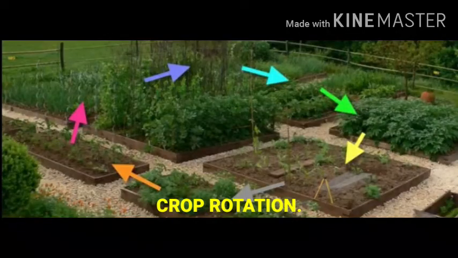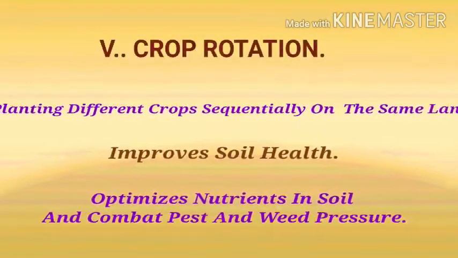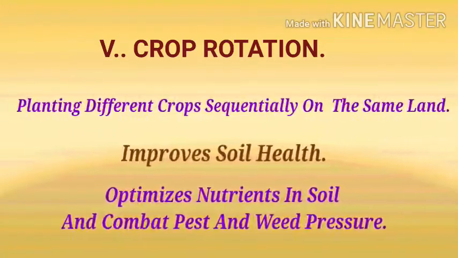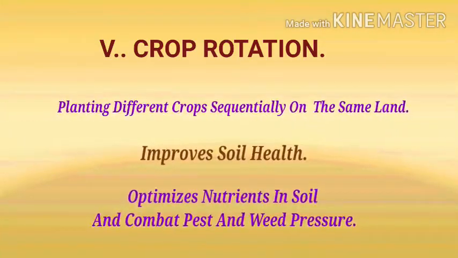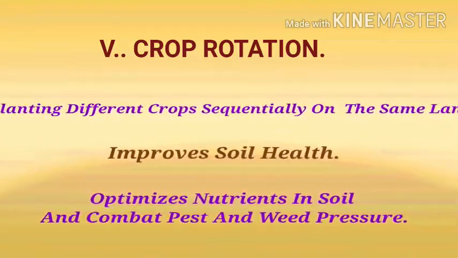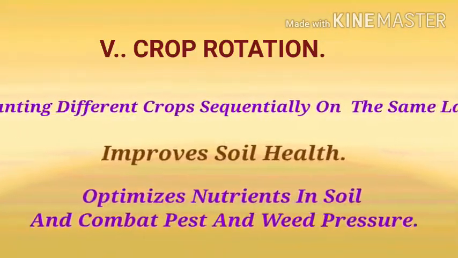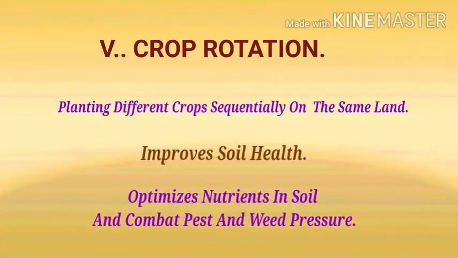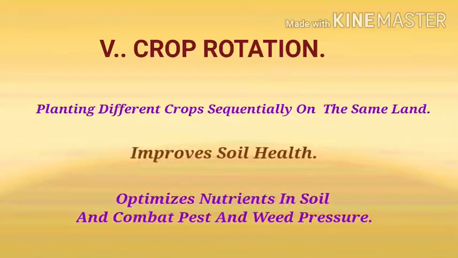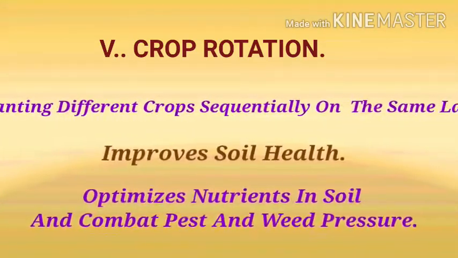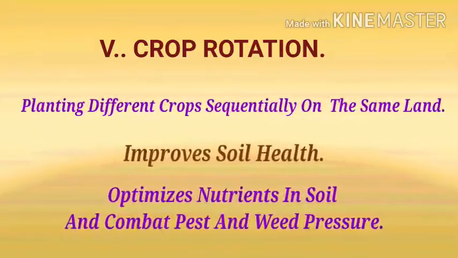Crop rotation, or the practice of planting different crops sequentially on the same plot or the same area of land, helps in improving the soil health, optimizing nutrients in the soil, and combating pest and weed pressure. It also helps in maintaining the soil fertility. Planting of leguminous crops for nitrogen fixation is common within the routine.